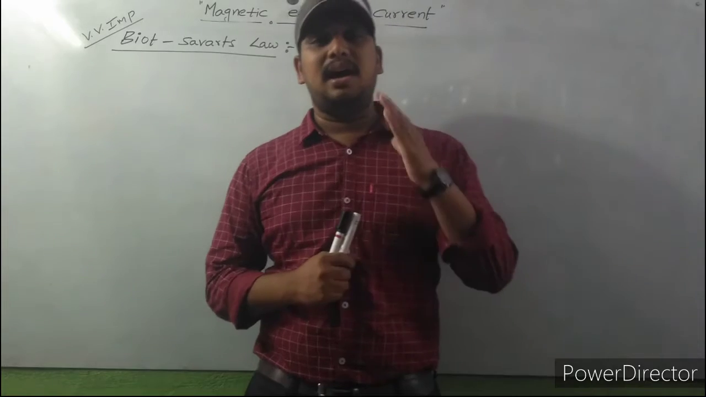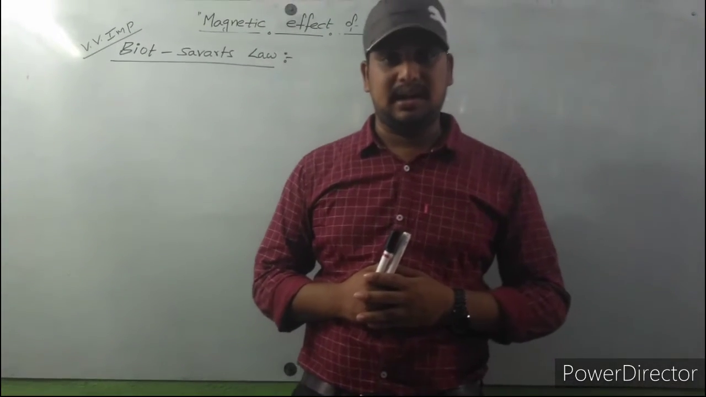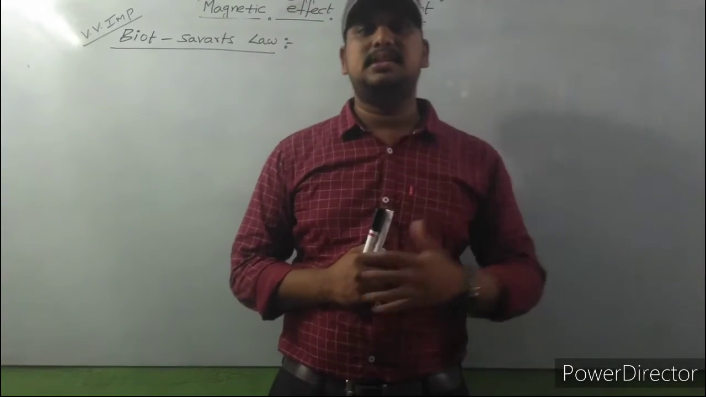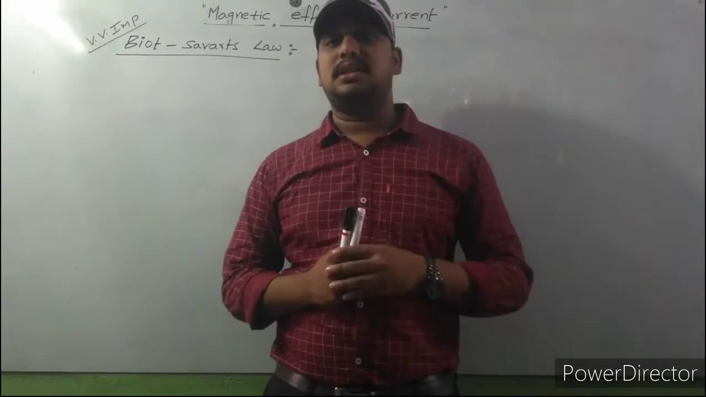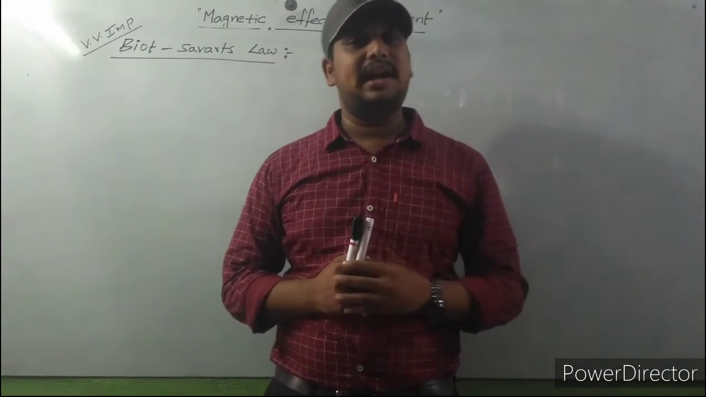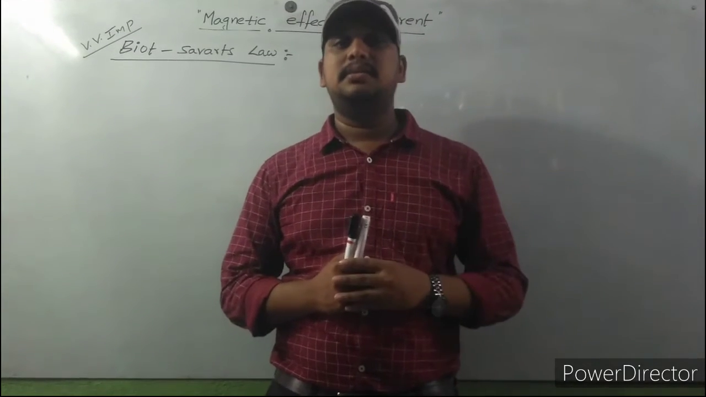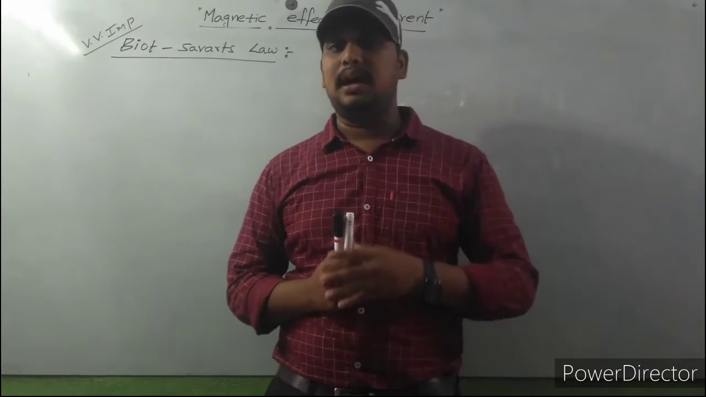Right, up to now I uploaded video lectures on the chapter Magnetic Effect of Current. My dear students, in this chapter we already discussed Biot-Savart's law and the derivation of Biot-Savart's law. In the last lecture, I discussed the derivation, so we got dB is equal to mu naught by 4 pi into I dl sin theta by r square.